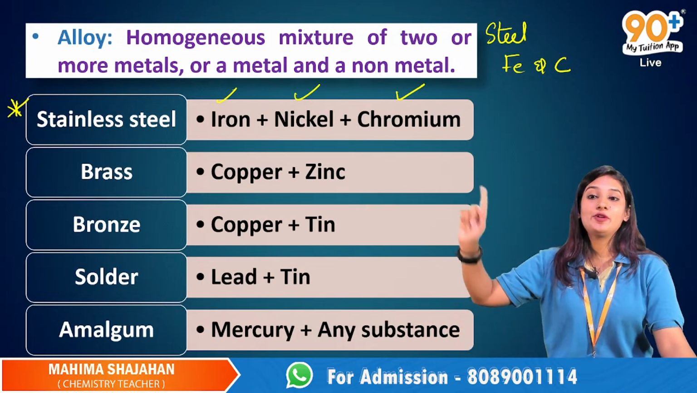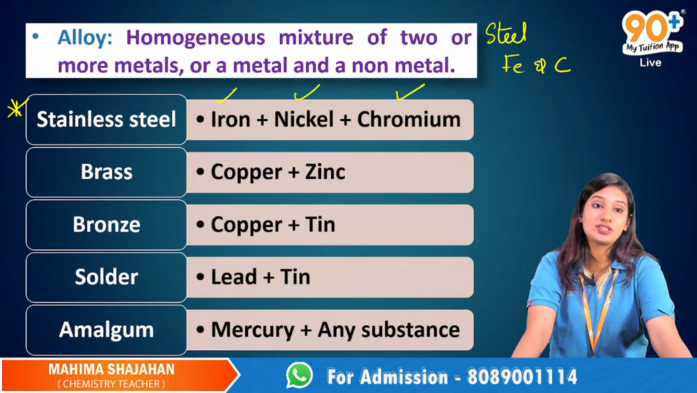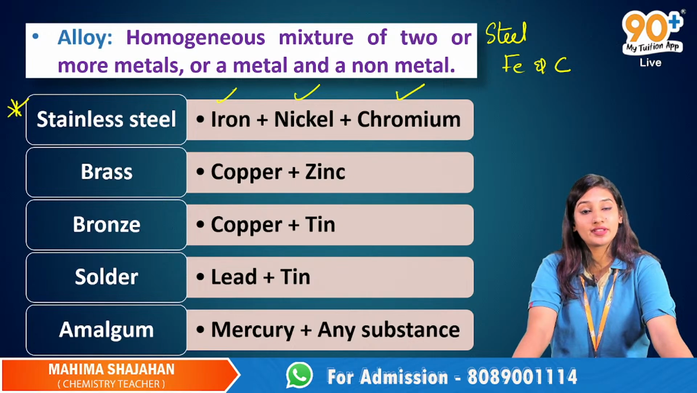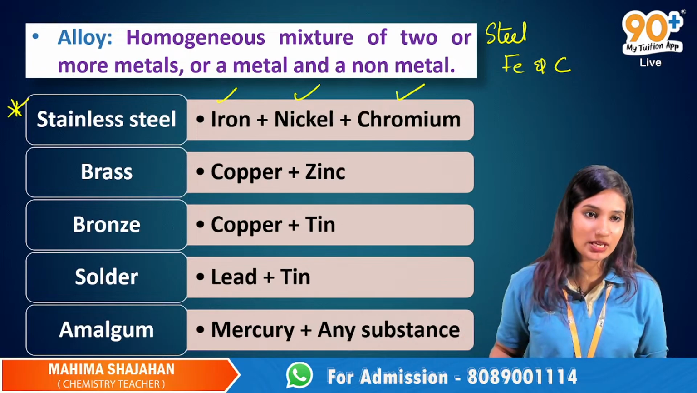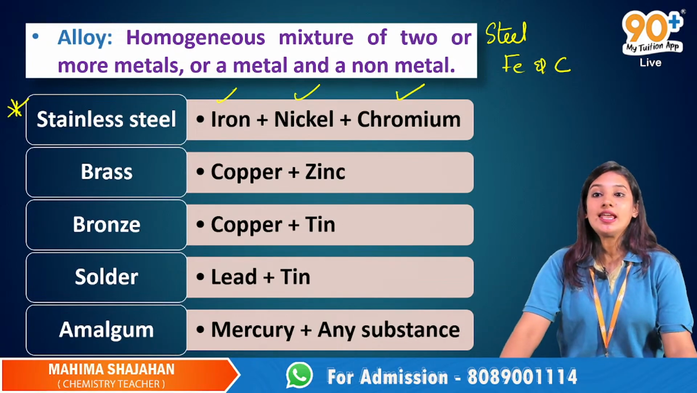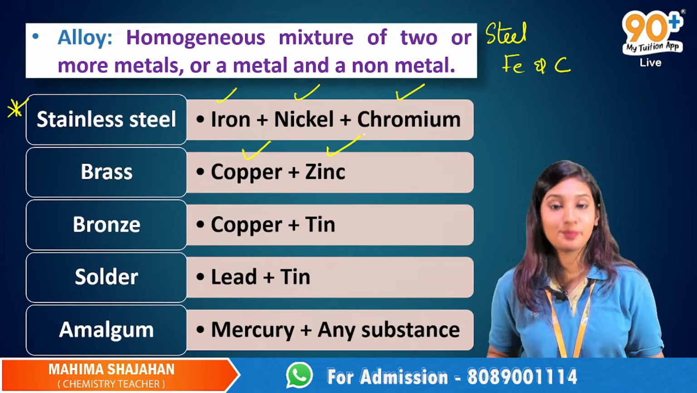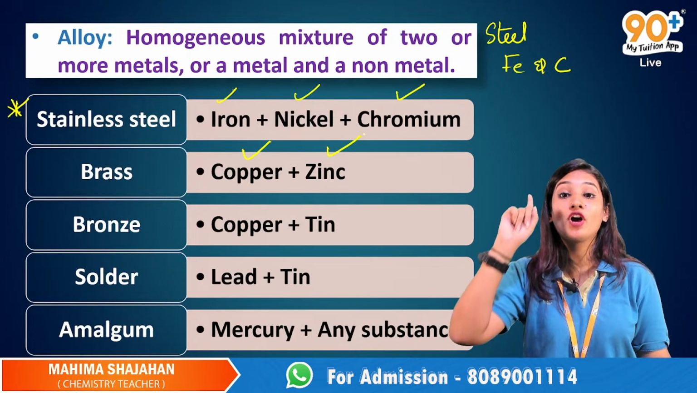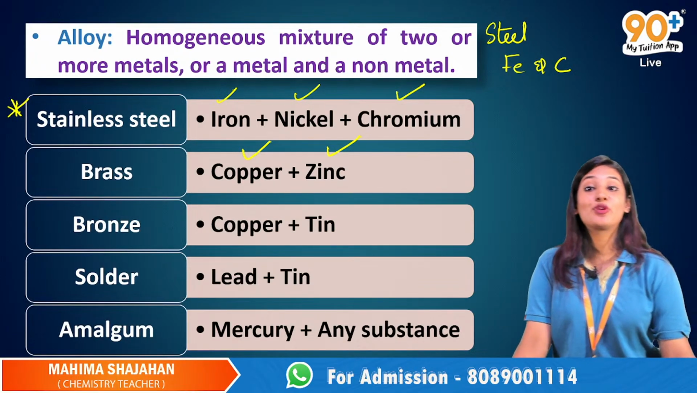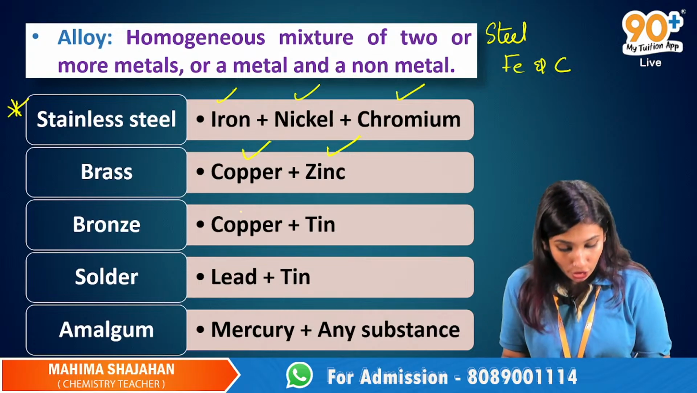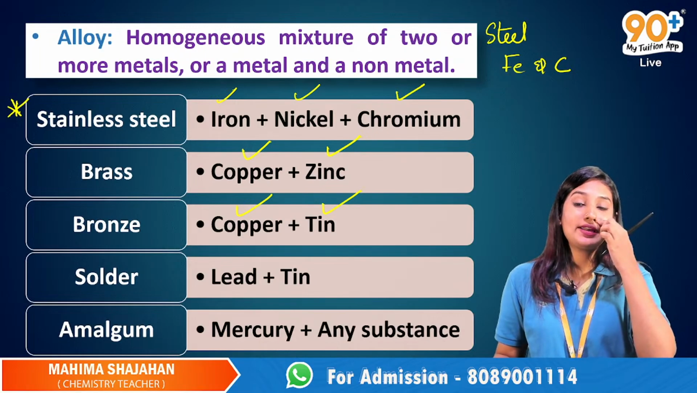Now what about brass? In galvanization we use zinc, but we can coat with other metals like chromium and tin, which are electroplated. Yes, that is also possible. Now we have brass, which is an alloy of copper and zinc. Now what about bronze? Bronze is an alloy of copper and tin.